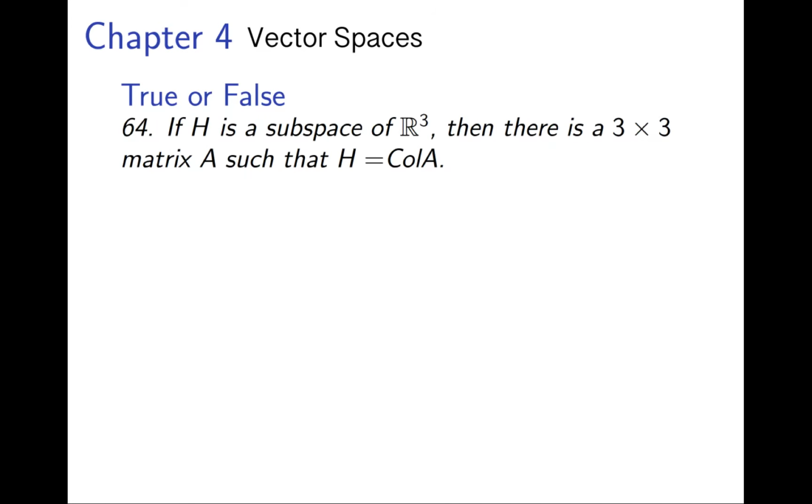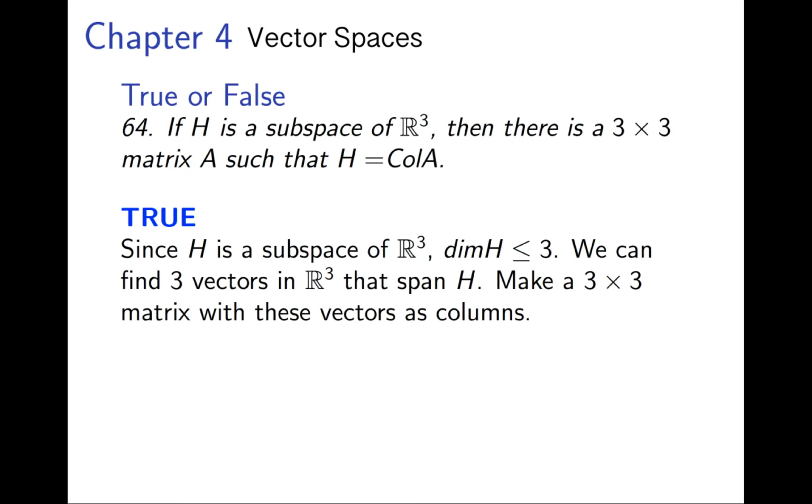Number 64. If H is a subspace of R3, then there is a 3 by 3 matrix A such that H is the column space of A. And this is true. Since H is a subspace of R3, we know its dimension is at most 3, right? Every subspace of R3 has dimension 0, 1, 2, or 3. You can't have a higher dimension than the entire vector space.